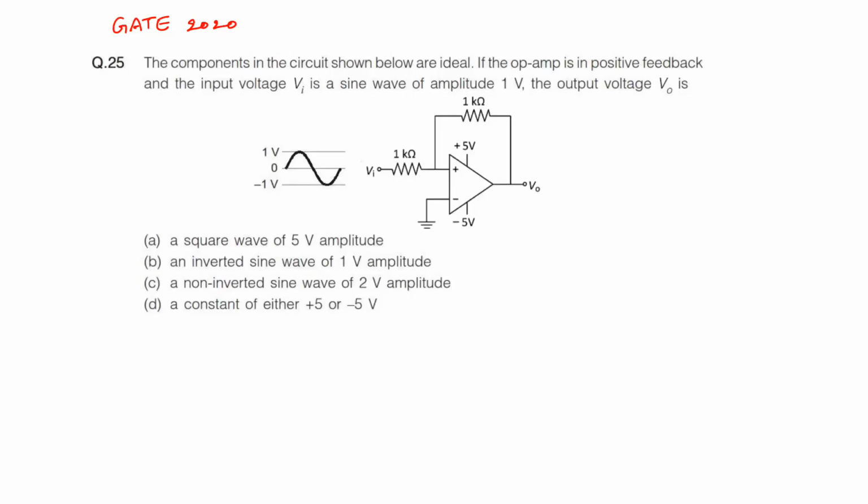In this question, we are going to calculate the output voltage of the given operational amplifier circuit. So, remember that the given operational amplifier uses positive feedback and the input voltage is a sinusoidal waveform of 1 volt. So, it can go up to a maximum of plus 1 volt and down to a minimum of minus 1 volt. By that time, what can be the output voltage? The answer is a constant value of either plus 5 or minus 5 volts.